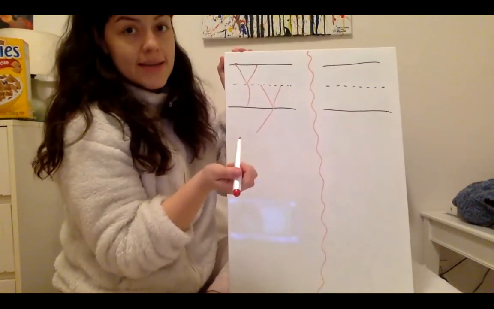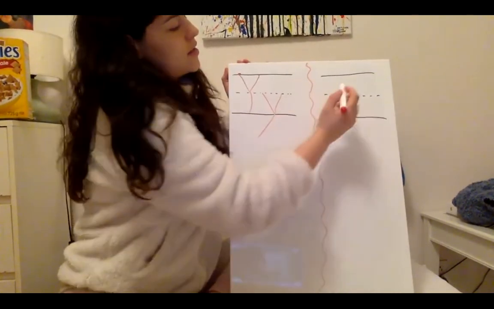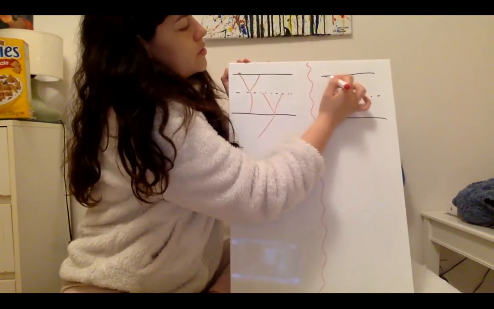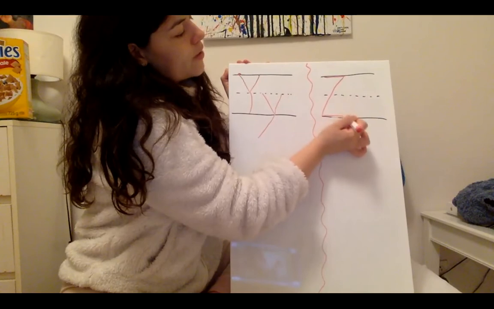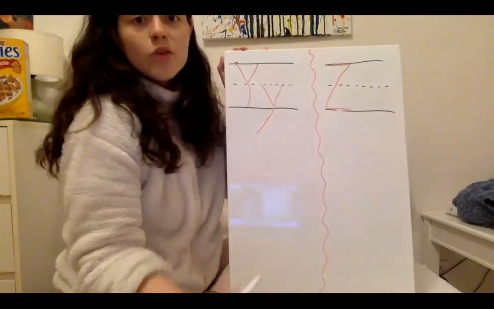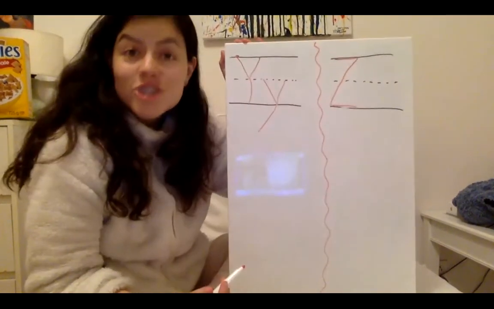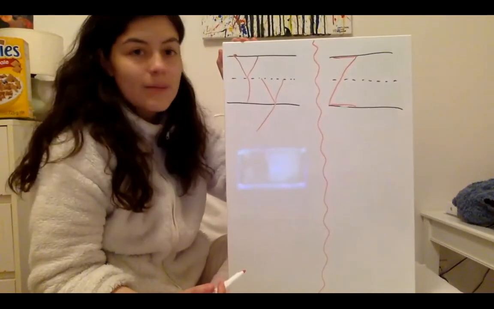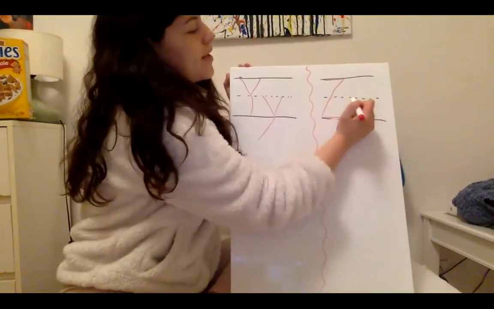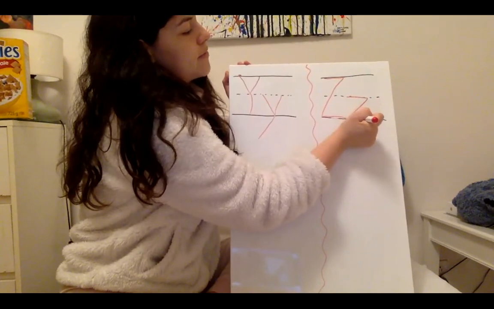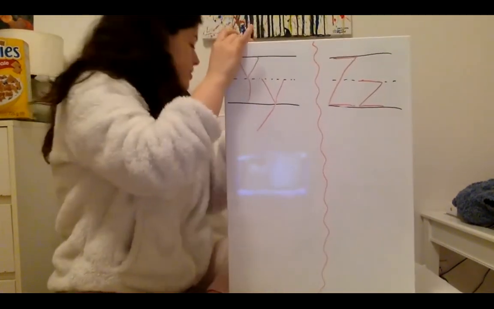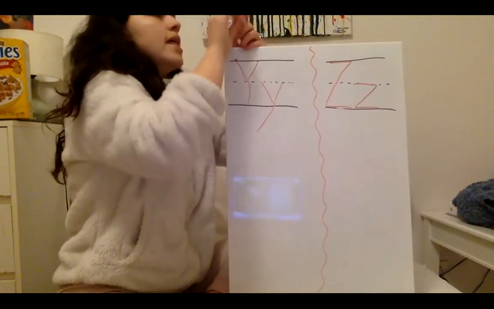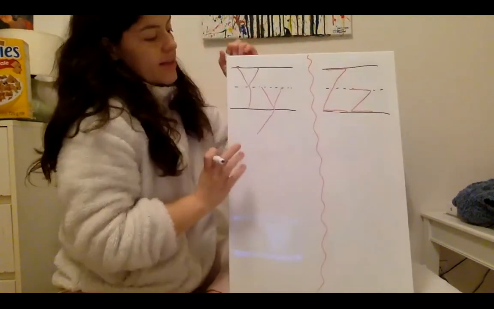An uppercase Z is going to take up the entire space. So it starts here, goes across, goes all the way down, and across again. Now, the lowercase z looks just the same, except it doesn't take up the entire space. It takes up half the space. There we go.